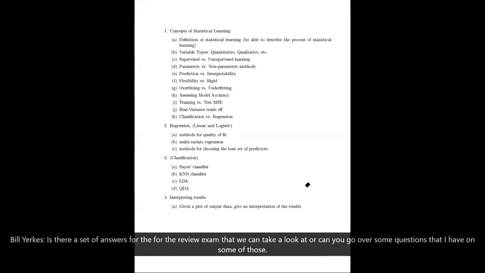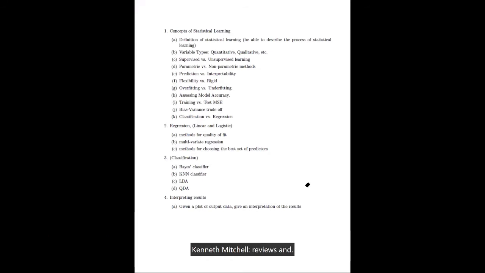Is there a set of answers for the review exam that we can take a look at, or can you go over some questions that I have on some of those? On the review exams? Yes. I have the exams there, but I don't have the answers to them, just the questions. So I'll see if I have one with the answers on it.